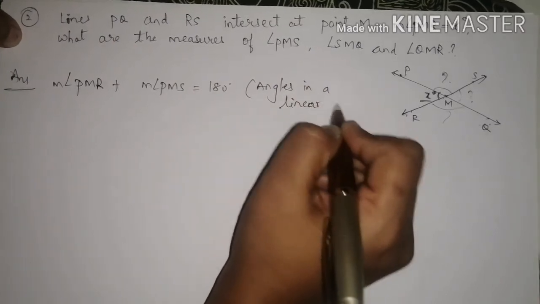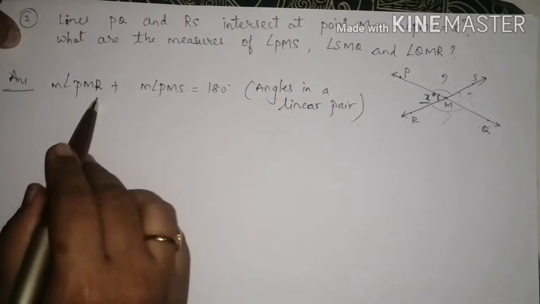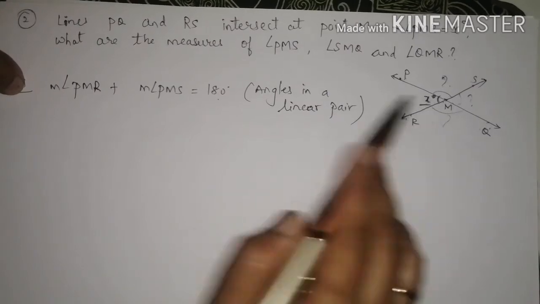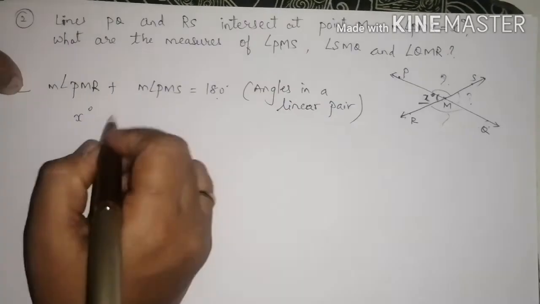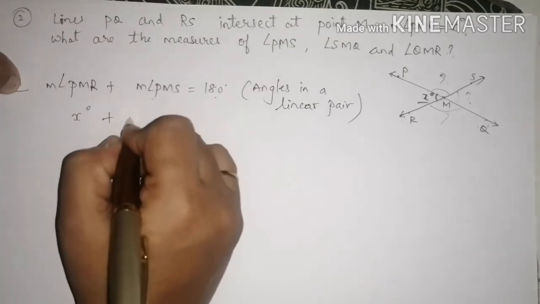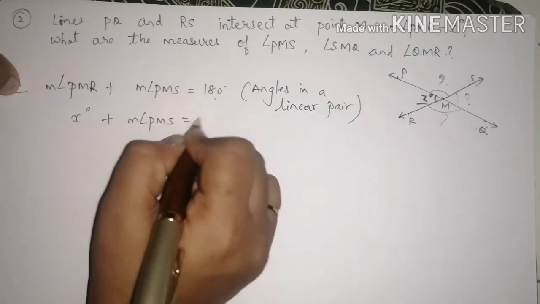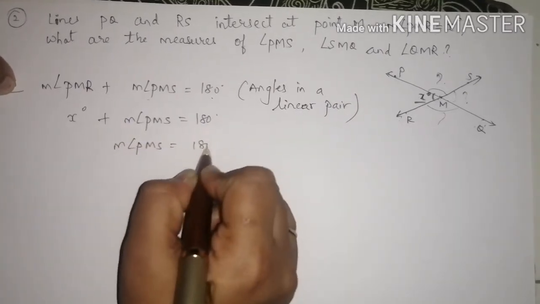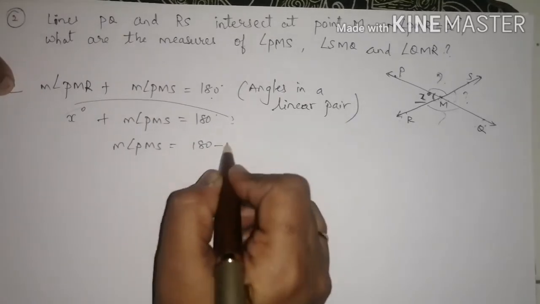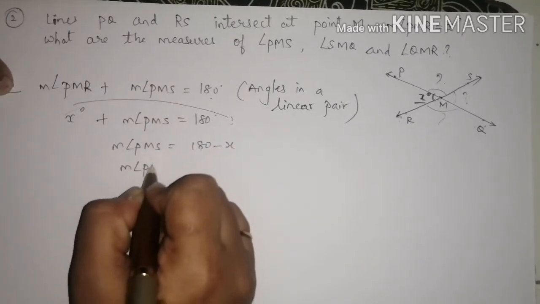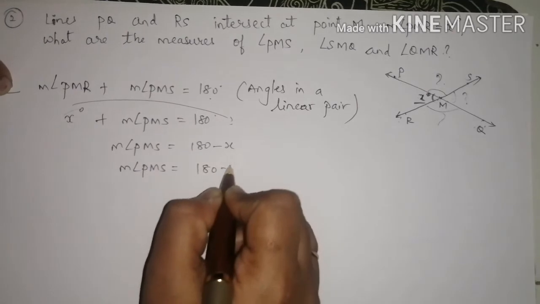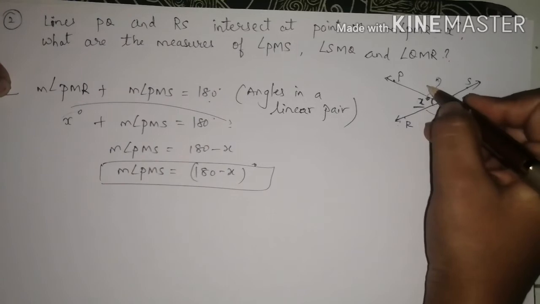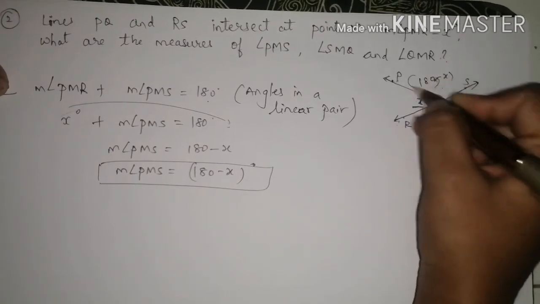And we have seen the property in the previous exercise: the total of linear pair angles is 180 degrees. Out of that, PMR measure I know, it is x degrees. So here I will write x degrees. PMS I have to find out, so I will keep it as it is. So measure of angle PMS will be 180 degrees, and this plus x will go to this side and become minus x. So measure of angle PMS is equal to 180 minus x degrees.